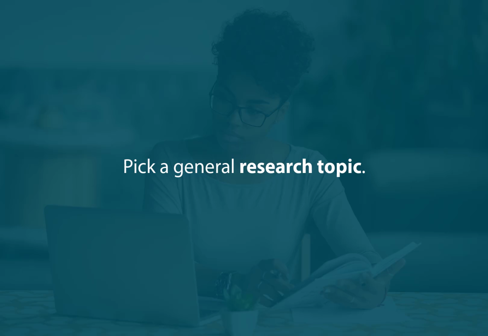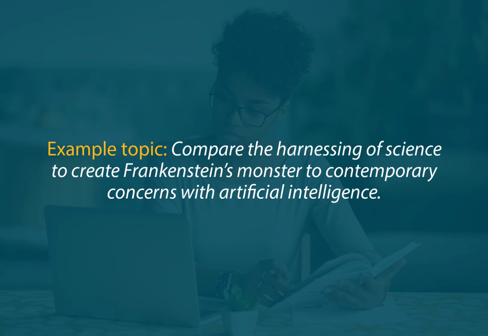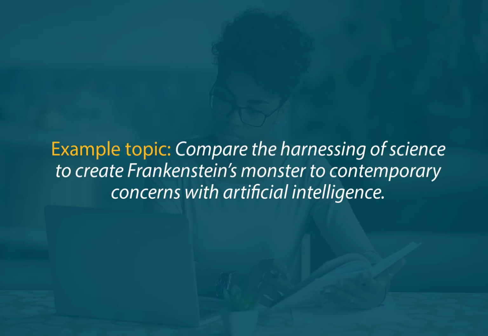Do you see connections between your major and the course assigning this research project that you can explore in the research paper? For example, can you compare the theme of harnessing science in order to create Frankenstein's monster to notable historical or current examples, such as the rise and associated concerns with artificial intelligence? This example research topic will be used throughout this video series to demonstrate phases and processes involved in conducting research.